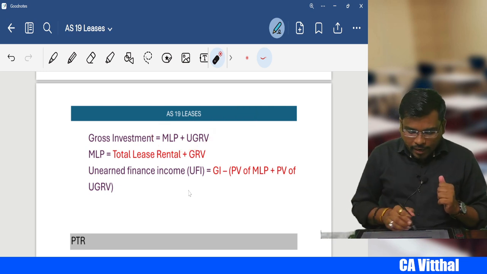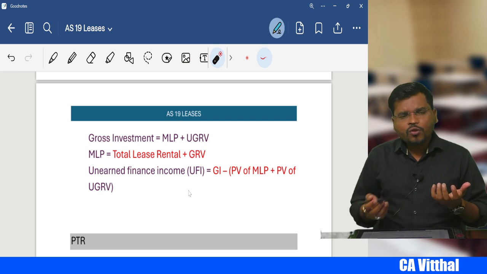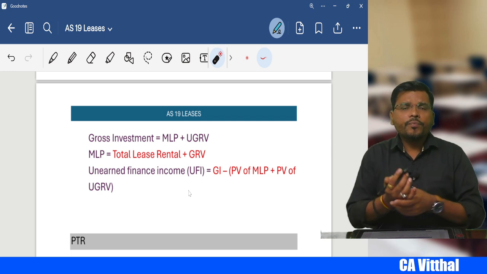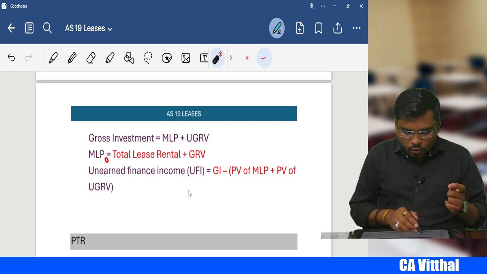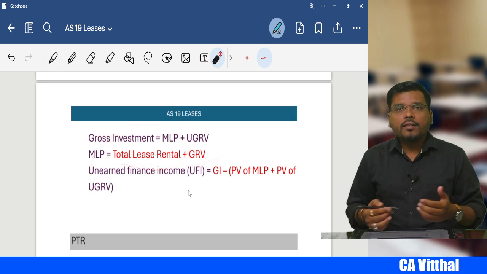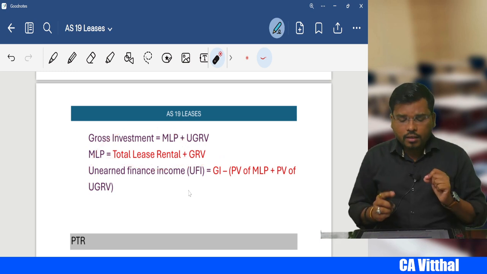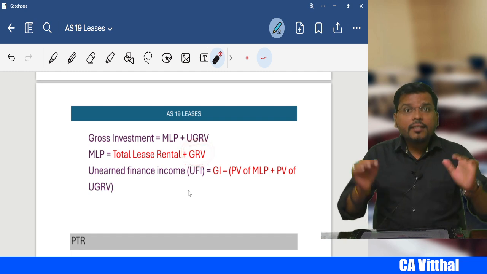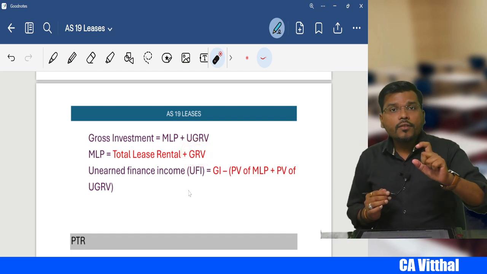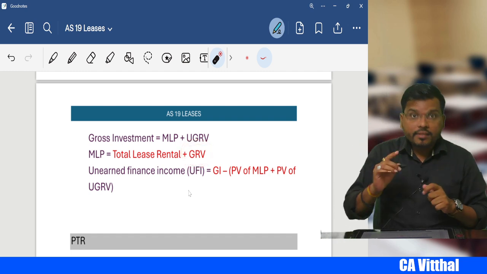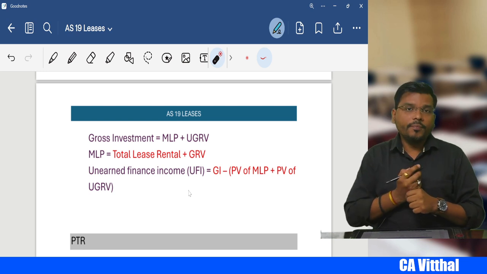Next, my dear student, what is minimum lease payment? You know very well what minimum lease payment is. It is the total lease rental plus guaranteed residual value. But in the books of the lessor, when you consider the guaranteed residual value, you should consider it from the standpoint of the lessor, not the lessee, right?